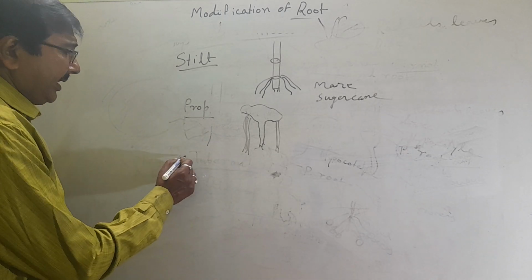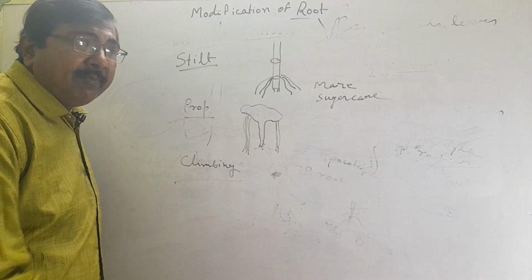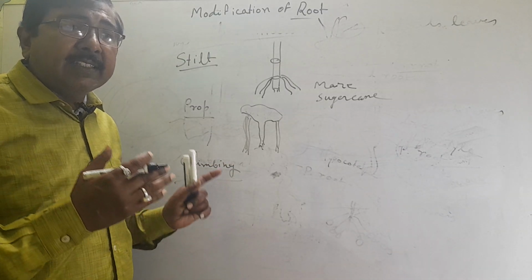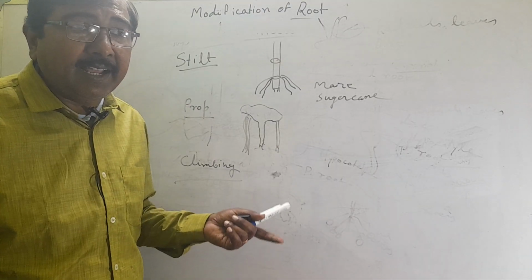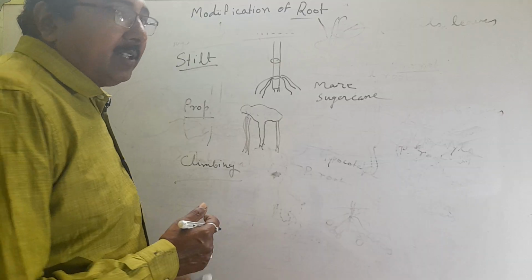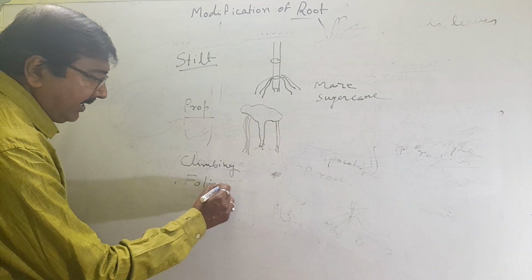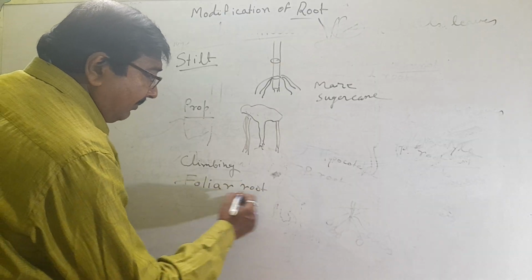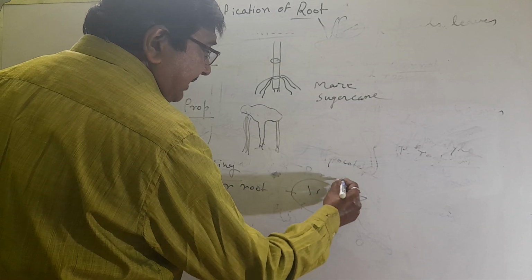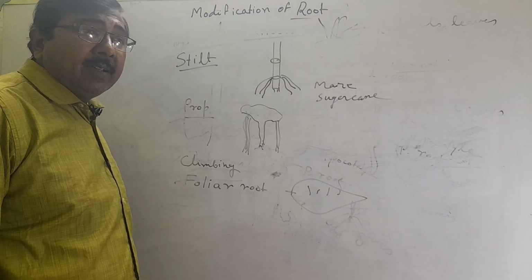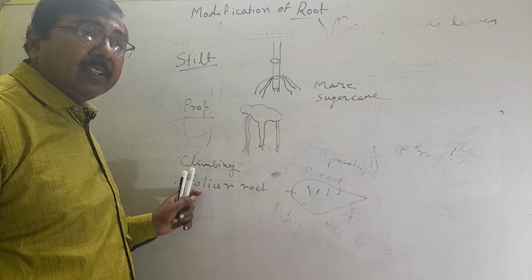Okay. Then climbing root. What type of root? These are adventitious roots. They arise from the node and help in climbing, like money plant. Okay, climbing root. Next, foliar root. When roots arise from the leaf, these are called foliar roots. Example is Bryophyllum.